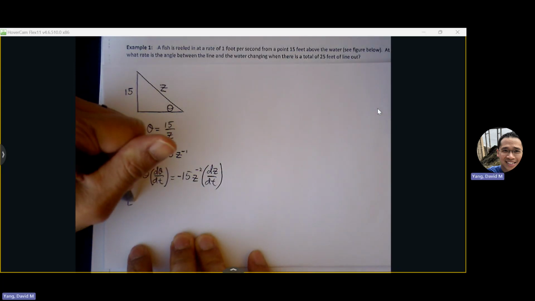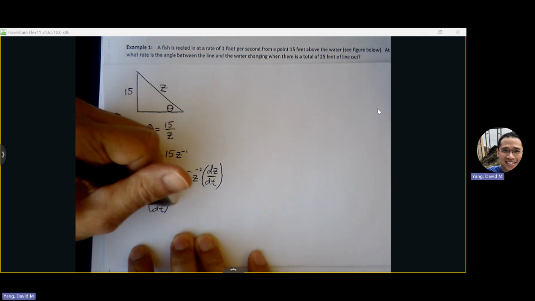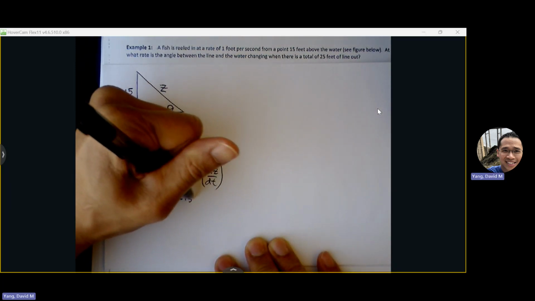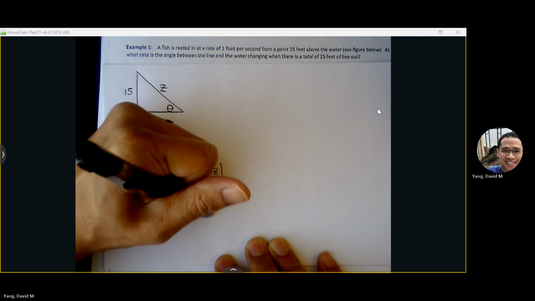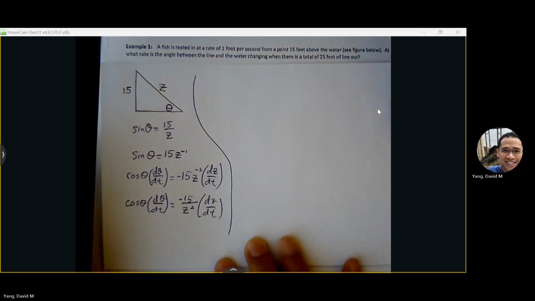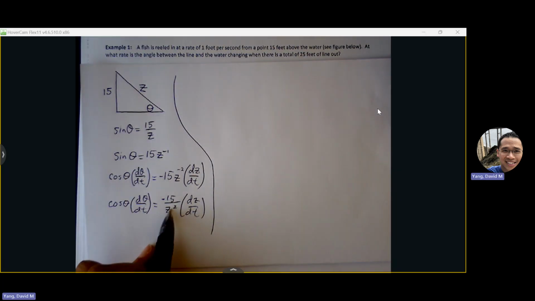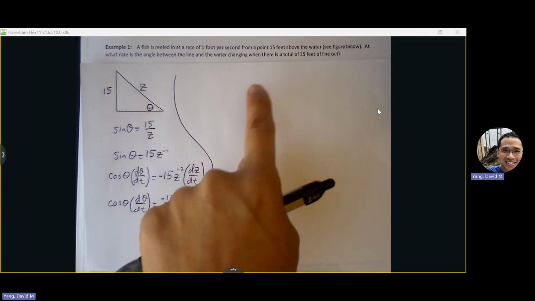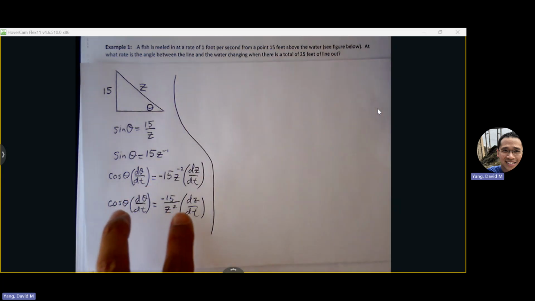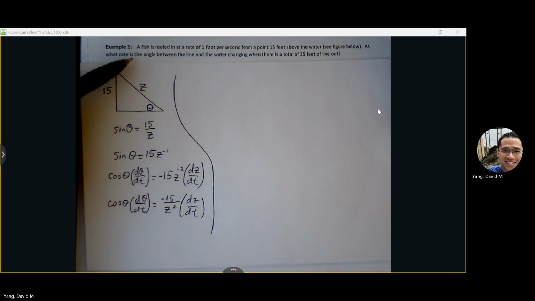Okay, let me just do a little bit of cleanup, and then we can gather information from the problem again. I just brought that z back down to the denominator here. All right. So we're done with the calculus. Now we should be able to figure out what information can fit into this equation and then solve for our missing variable. Okay, going back to our problem here.